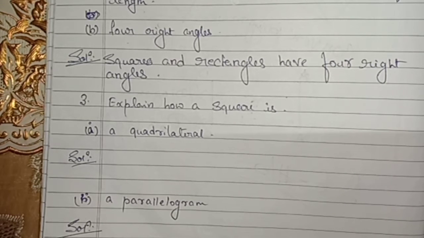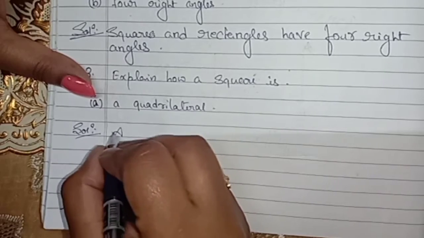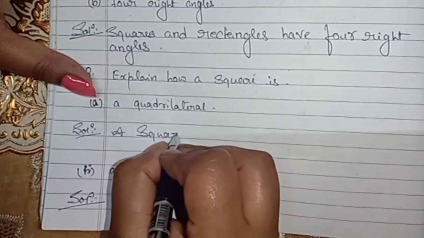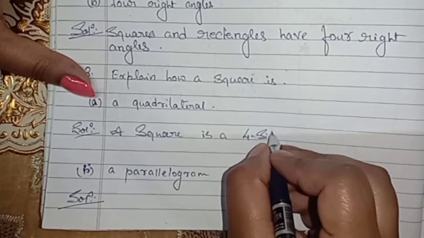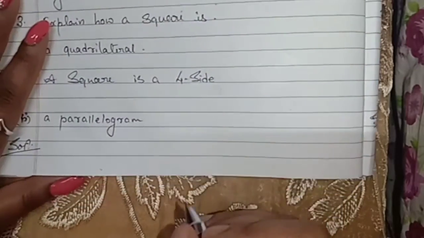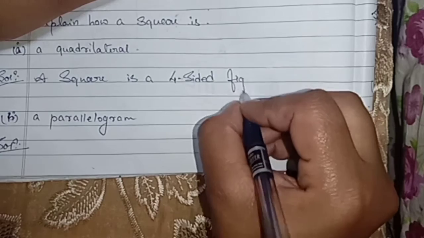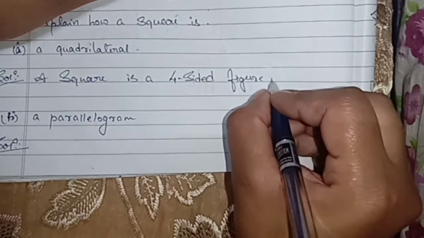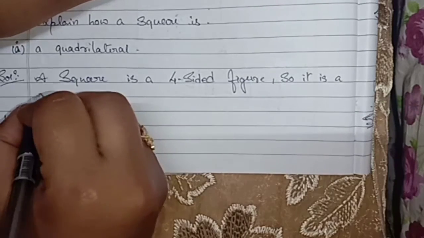So the answer will be very simple. A square is a four-sided figure, so it is a quadrilateral.